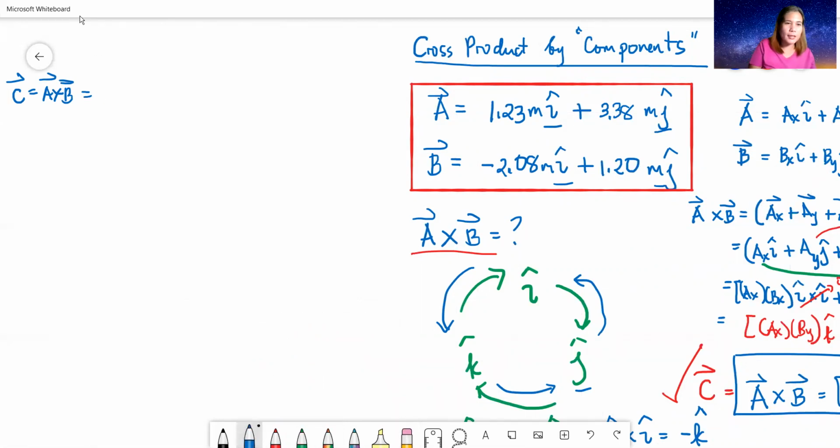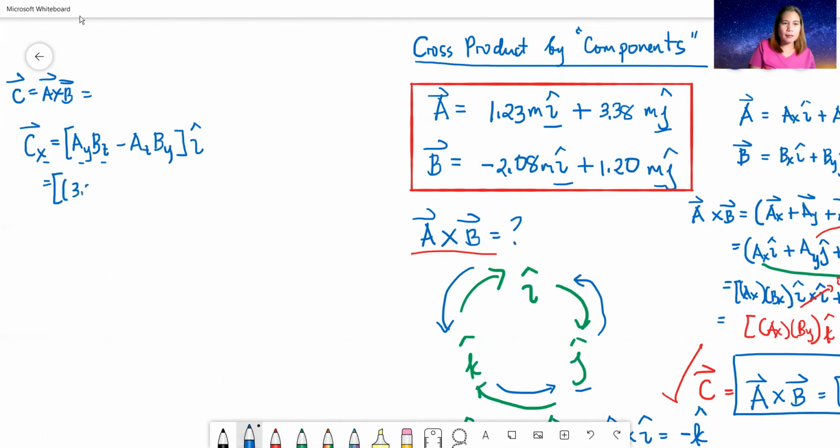So, hanapin muna natin si CX component. So, lagay natin yung equation. So, this will be equal to A, Y, B, Z, kasi nga X, Y, Z. Minus reflection, Z, B, Y. And then, that's the numerical coefficient. And then, don't forget the unit vector I. So, let's plug in the values now.